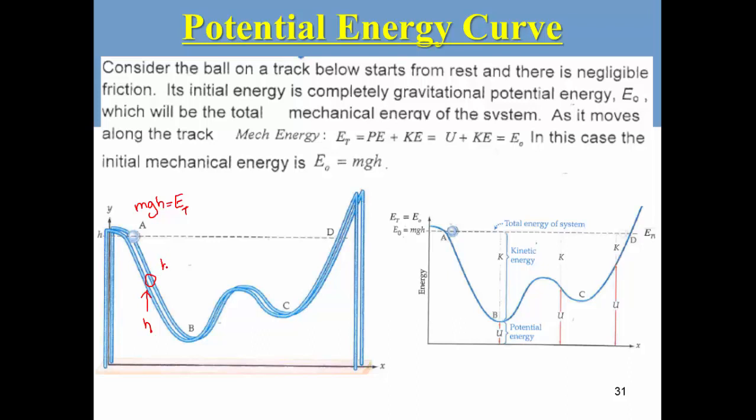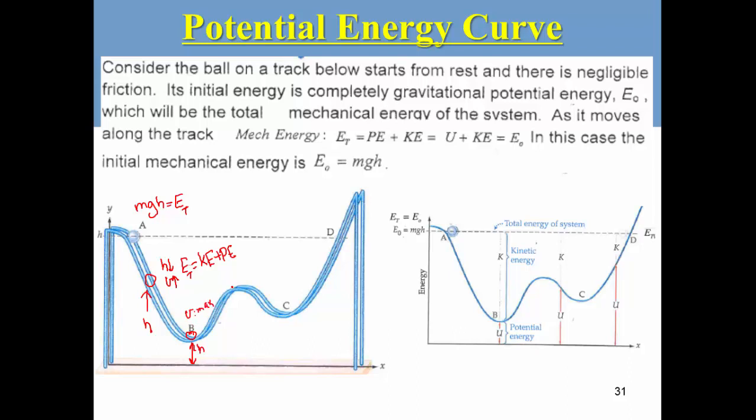At the same time, it's gaining velocity. So the height is decreasing and the velocity is increasing, and hence the total mechanical energy, E sub t, will be the sum of the two. When it reaches point B, its gravitational potential energy will be minimum, while its kinetic energy will be maximum. It will have its maximum velocity.